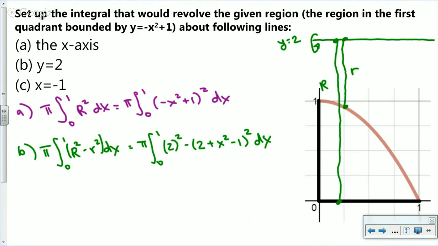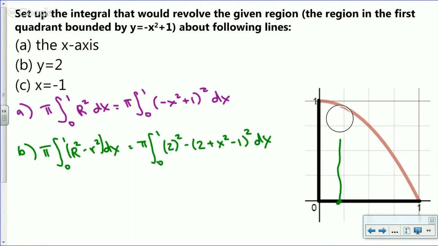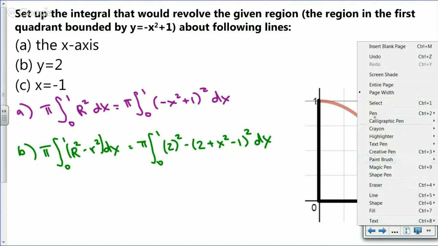Okay, let's erase once more and let's try part C. So for part C, I would like to rotate about the line x equals -1, right? So x equals -1.